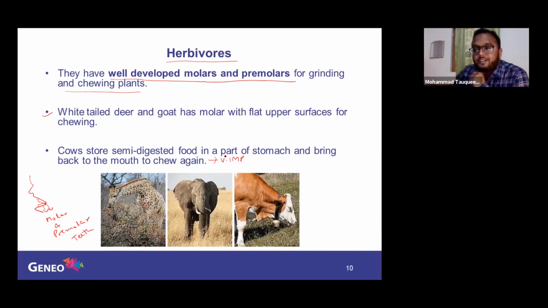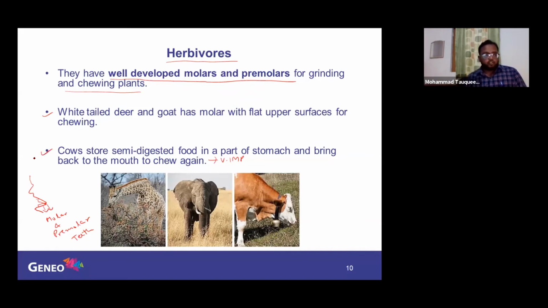Cows have an ability to store semi-digested food. They store semi-digested food in a part of the stomach, and when it is required, they take that semi-digested food into their mouth and start chewing. That's why you have always seen buffaloes and cows moving their jaw like this. Why? Because they have some semi-digested food in one specialized part of their stomach, and when needed, they bring it into their mouth and chew. So this is very important.